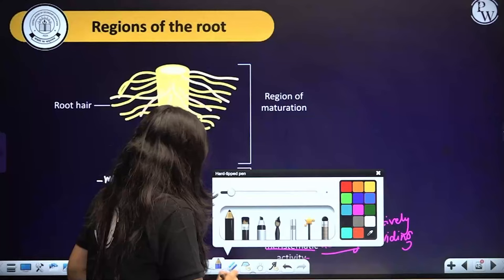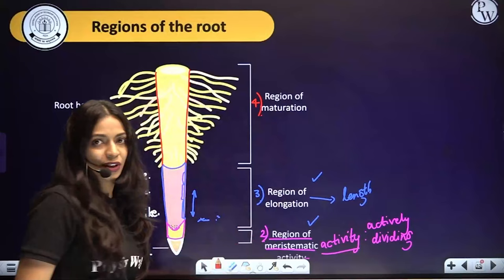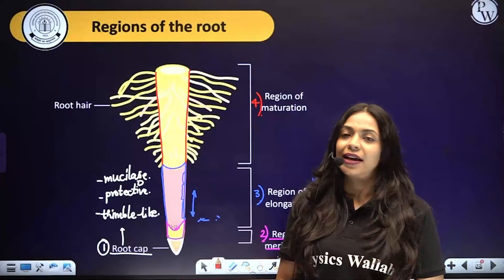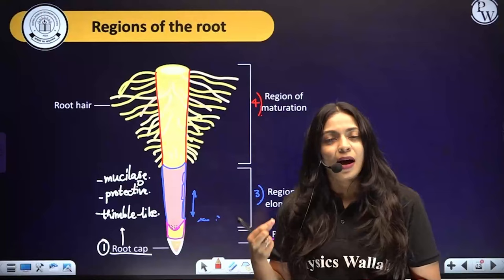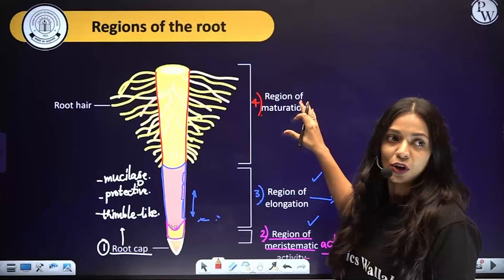Now let's move forward and look at the next region in the root, which is the region of maturation. Now in this region, the cells would have differentiated. They would have taken up permanent functions in the plant. They no longer increase in size or they're not dividing. Okay, so they would have taken up other functions in the plant, about which we learn in detail in the next chapter. For now, just remember, over here the cells have matured. They've taken up their permanent functions in the plant, and this is called the region of maturation.